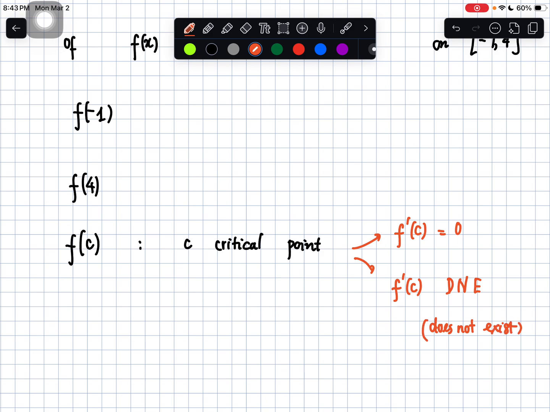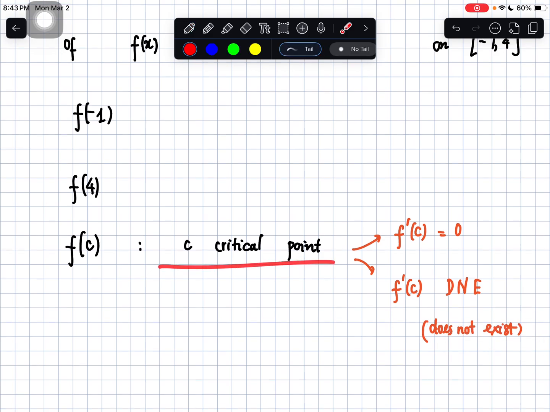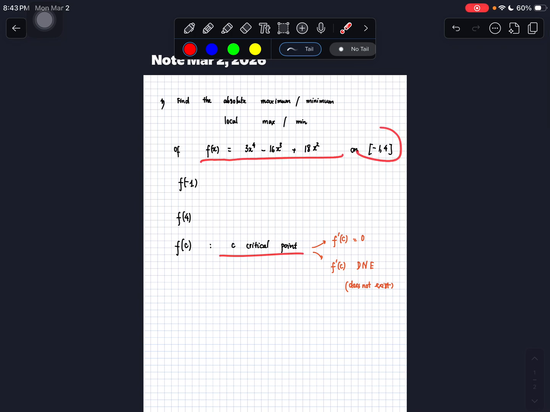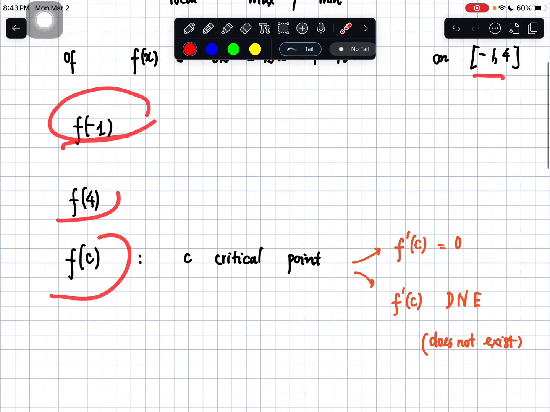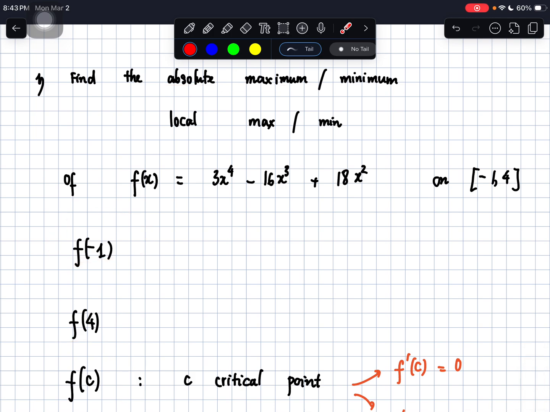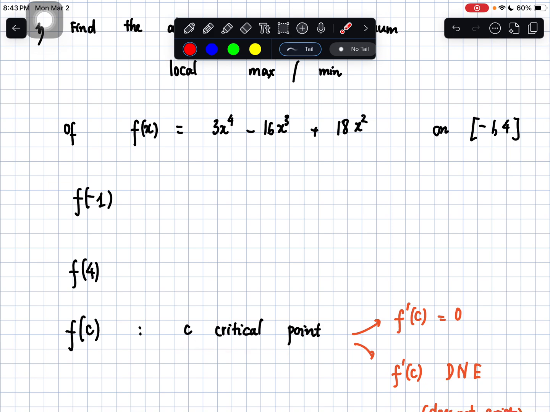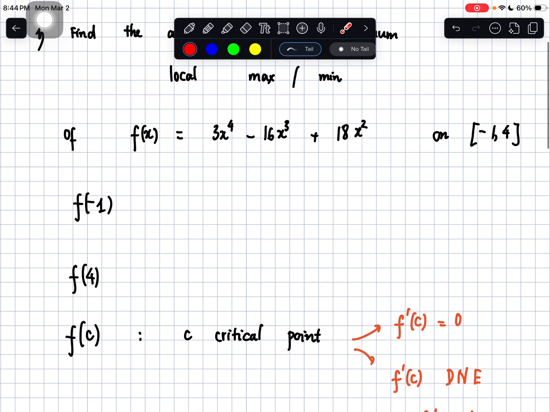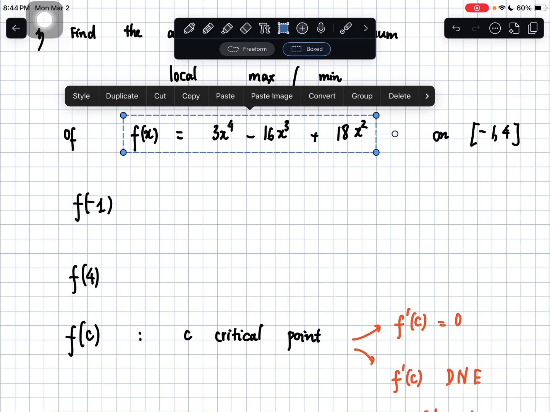So we will find all the critical points of this function on this interval, and we'll compare f of c with f of -1 and f of 4. The biggest one will give us the absolute maximum. The smallest one will give us the absolute minimum. And we check each one of those, to see the behavior of the function and whether it is a local max or local min. So let's do that and compute the derivative, f prime of x.